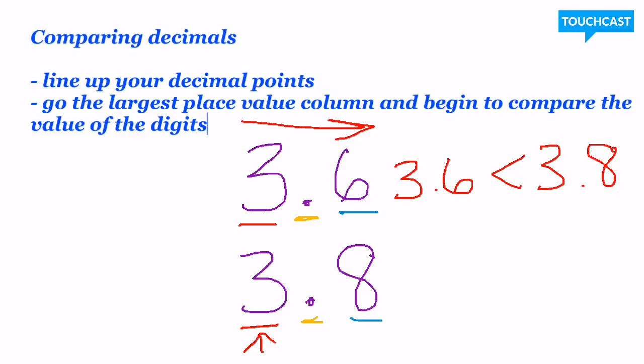If you're not sure and you're asking yourself, well, why? Think about that question again. I have 3 whole ones in both numbers. That's the same. But if I look at 6 tenths versus 8 tenths, do I want 6 out of 10 pieces of candy or do I want 8 out of 10 pieces of candy? Well, me personally, I want 8 out of 10. So 3.8 is the larger of the two numbers.